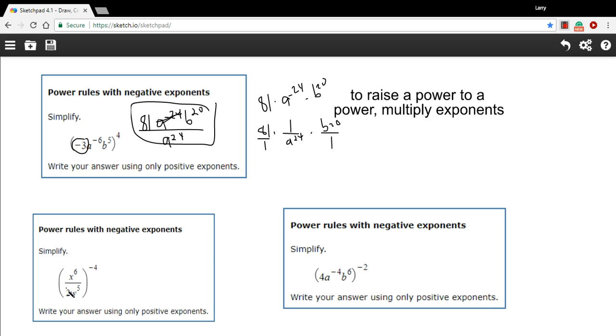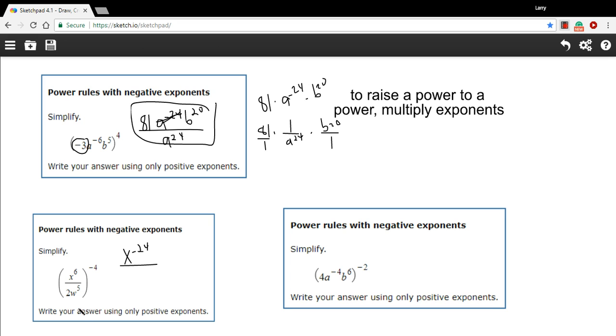Down here we have a fraction to start with, and we're raising everything to a negative power. When you have a fraction that you're raising to a power, you just raise the top to that power, and then you raise the bottom to that power. So we're going to go ahead and do that. The top is pretty easy. X to the 6th to the negative 4th. We just multiply the exponents. 6 times negative 4. We get x to the negative 24th.